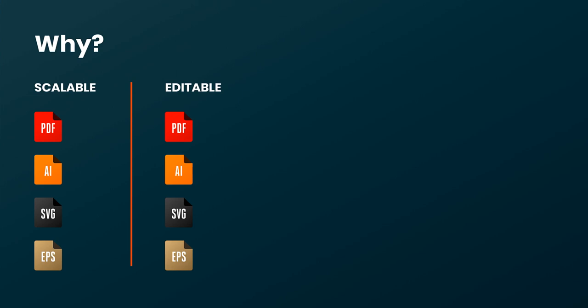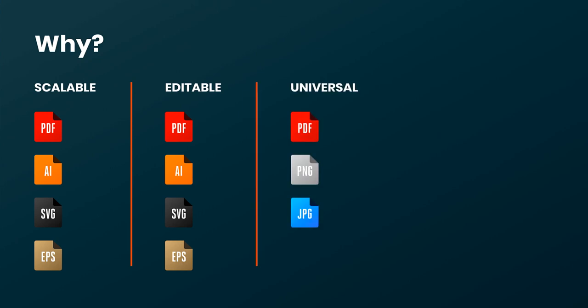Universal, what does this mean? Universal means that anybody with a computer can open up and preview your file and actually see what it looks like. Oftentimes, clients don't have design programs, but every client will have a PDF reader. Every client will have an operating system that allows them to preview a PNG or a JPEG so they can actually look and see what the file contains.